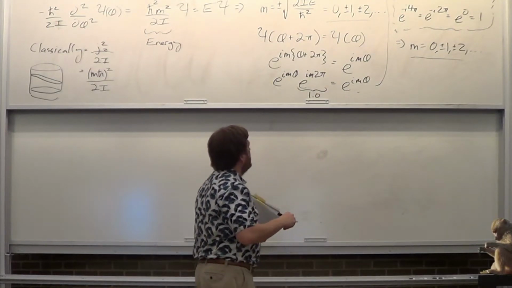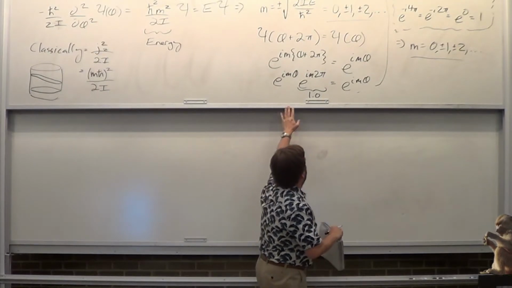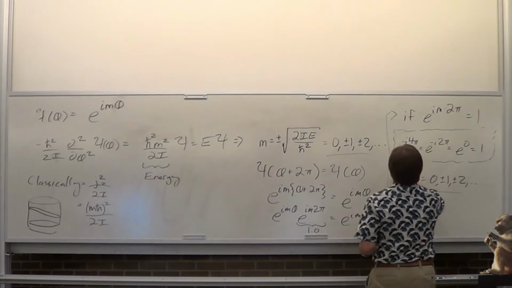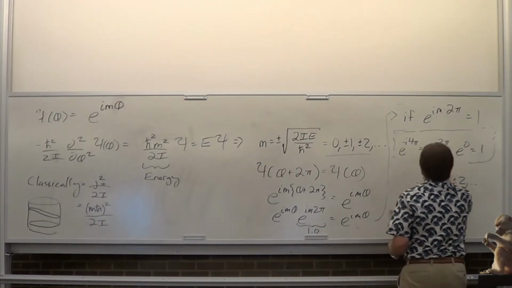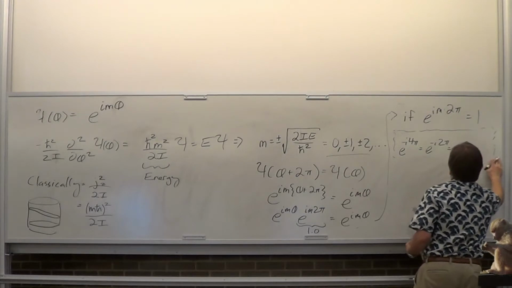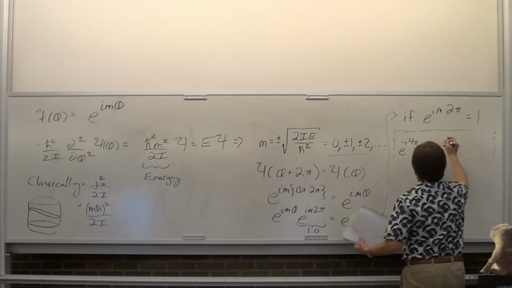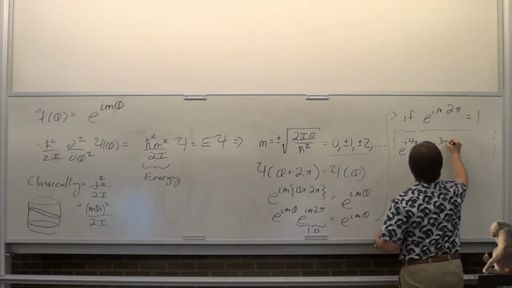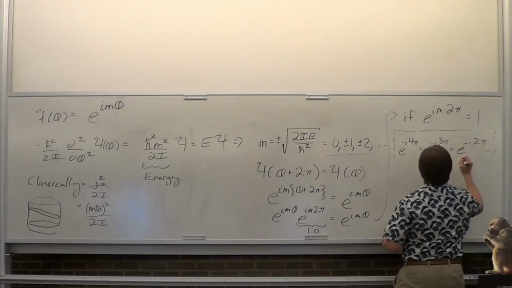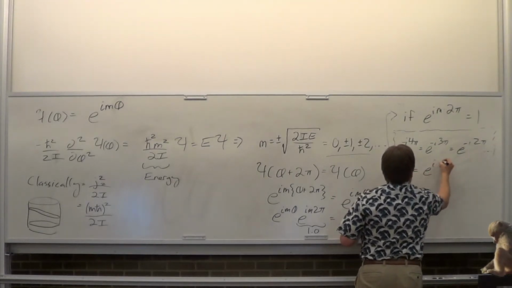The negatives, do they come from the m? Like e to the negative i·4π? Yeah. Well, here, let me just write down a couple more, because I didn't write down enough of these. Here, let me write down e to the minus i·3π, e to the minus i·2π, e to the 0, e to the iπ.